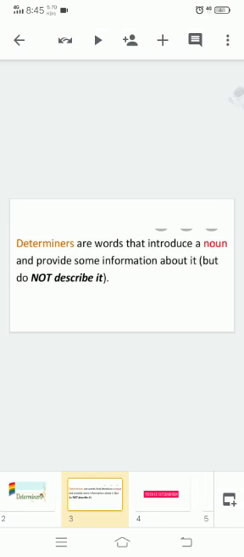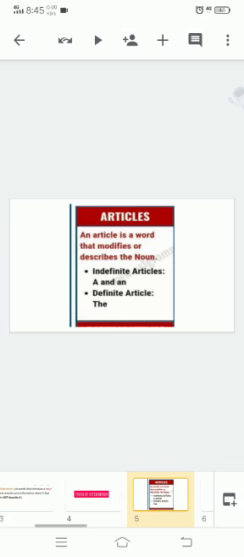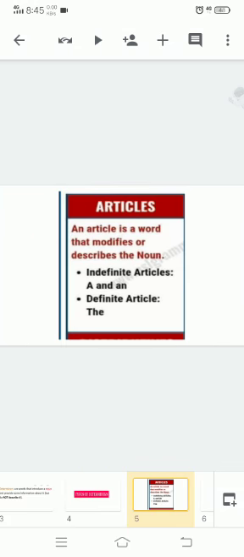If we go through the types of determiners, first come articles. An article is a word that modifies or describes the noun. It includes two kinds: the indefinite articles and the definite article. For the indefinite article we have a and an, and the definite article is the.